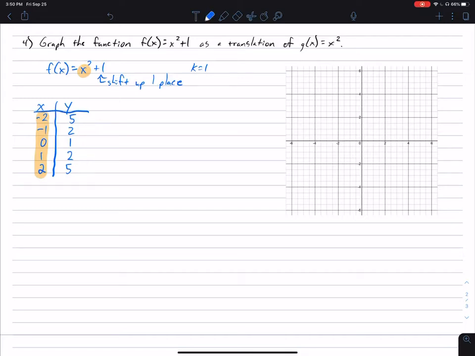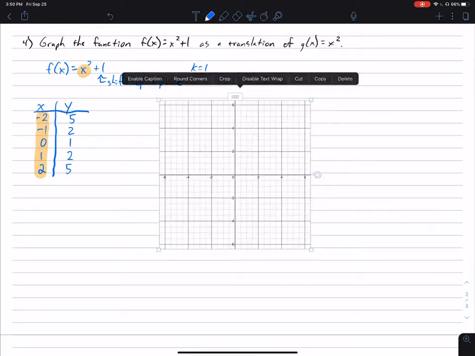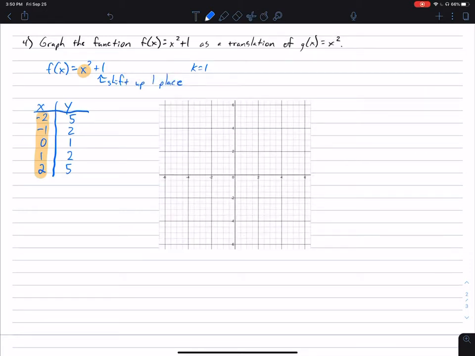So we're going to plot our points. I'm just going to move this over a little bit. -2, 5 would be up here. -1, 2. 0, 1. 1, 2, which is good. Again, we're seeing that curve in the parabola now, and then 2, 5 would be up top here.